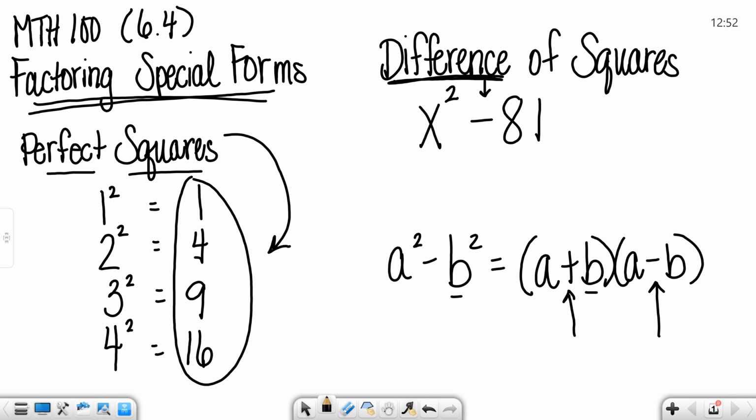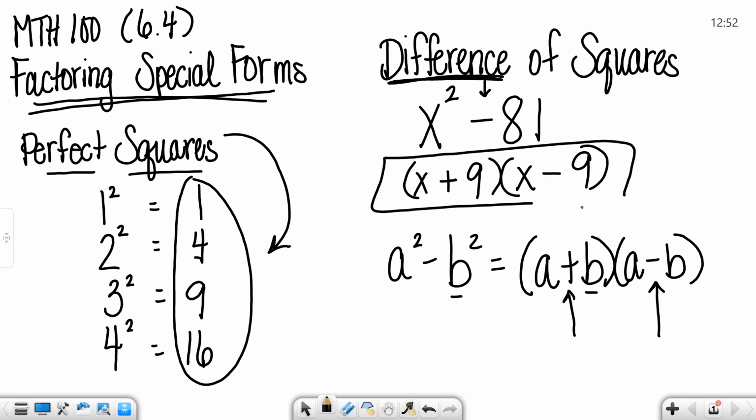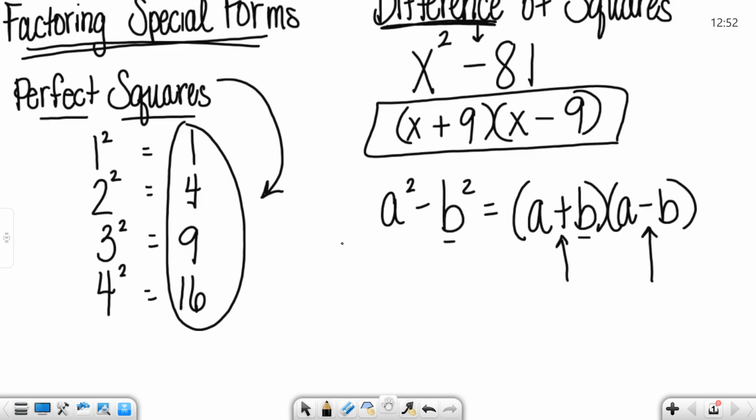So in the example above, if I am going to take the square root of each of them, the square root of x squared is x. The square root of 81 is 9. So that goes in both parentheses. One parentheses gets a plus, one gets a minus. So that would be our factors for that particular problem.